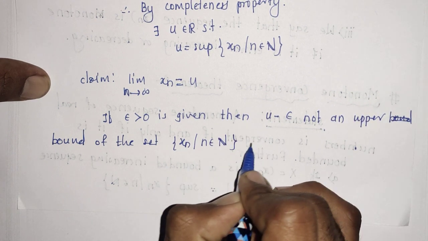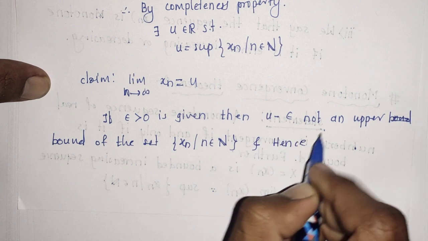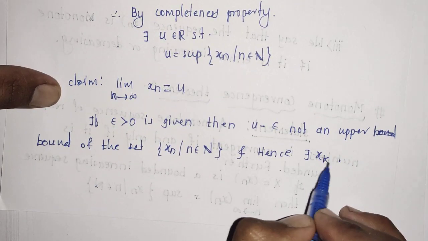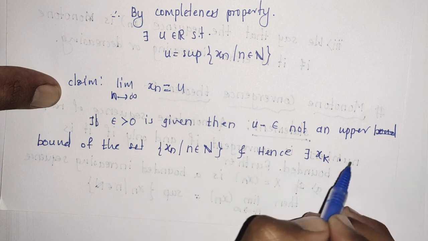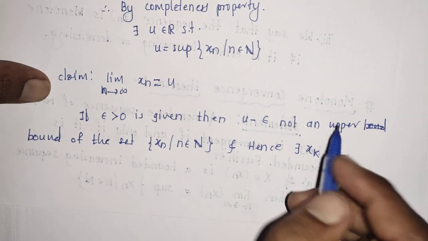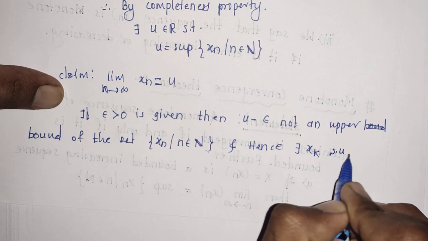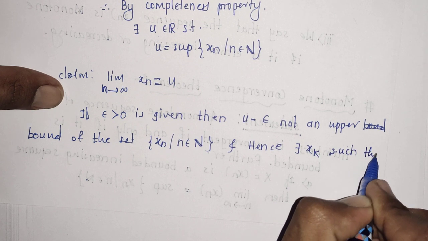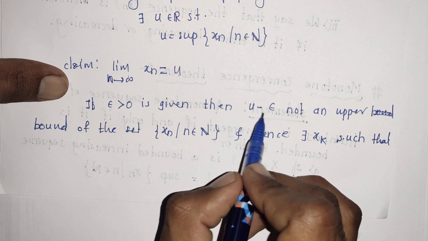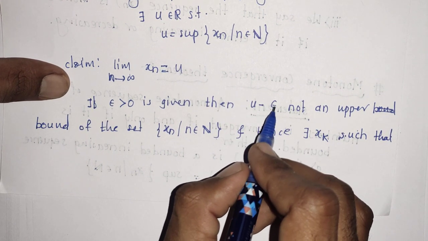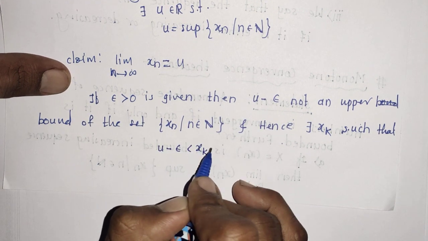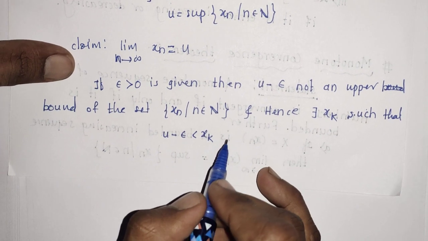Now, hence we can write, hence there exists some xk such that xk is greater than u minus epsilon, because u minus epsilon is not an upper bound. So there may be some element of that sequence which is greater than this u minus epsilon, that is, u minus epsilon is less than xk.